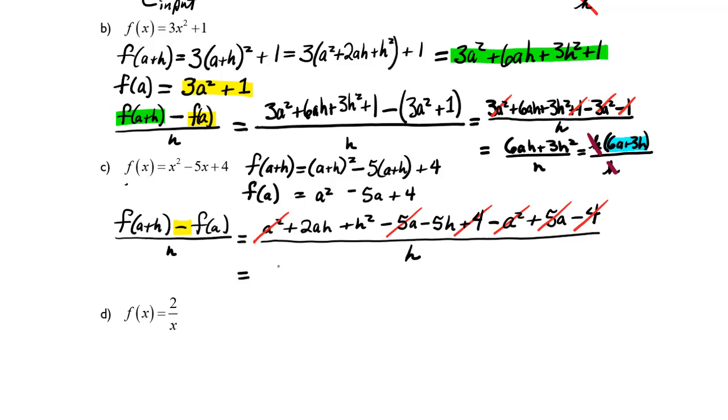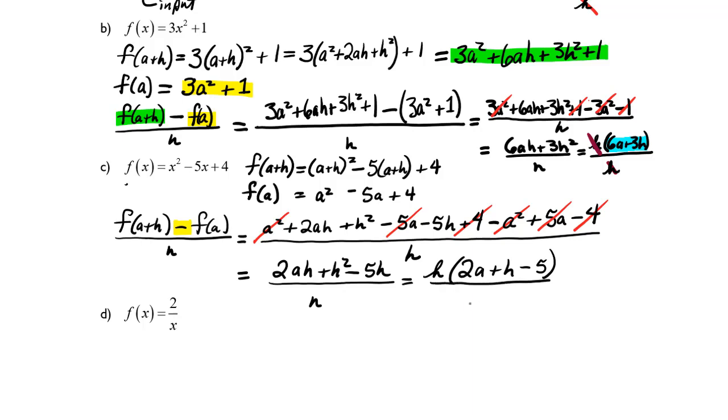This will give me 2ah plus h squared minus 5h all over h. Factor out the h in the numerator and you get 2a plus h minus 5 all over h. Divide out the h's. Your final answer is what's in parentheses, which is 2a plus h minus 5.